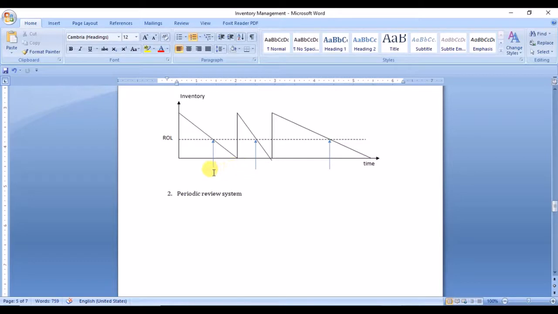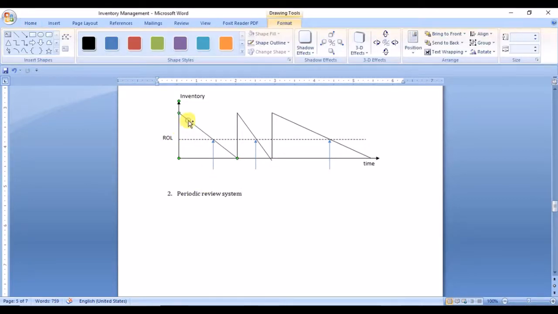So this is the point I told you. In between the first two orders, time gap is less. The second order was placed fast. Whereas in between the second and third order, the time gap is longer. So there is no particular time period in between two orders. Understand that point, in the previous system, reorder level system. Now we will come back to periodic review system.